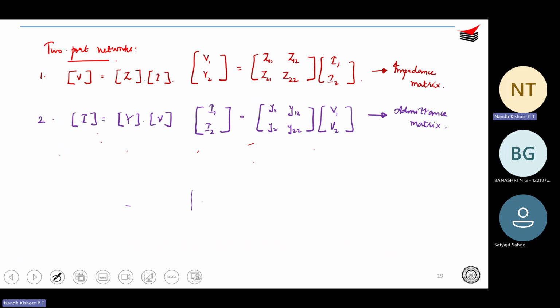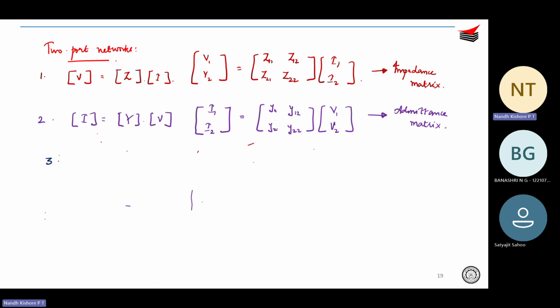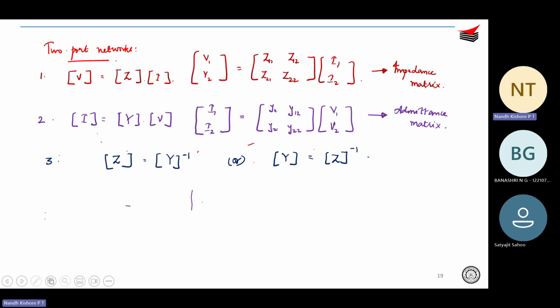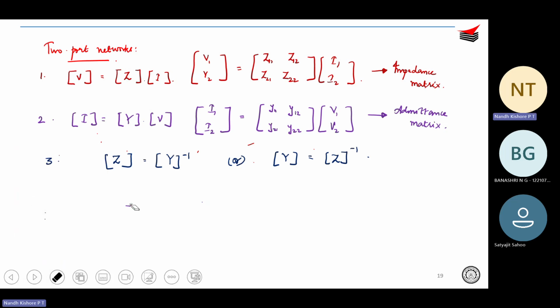And something we are all aware of is that Z is equal to Y inverse. Just take the matrix inverse of Y, or the same, Y is equal to Z inverse. Both of these are just inverses. So you got the impedance matrix and you got the admittance matrix.